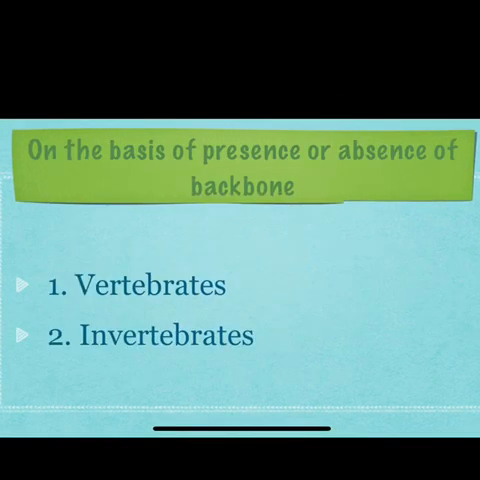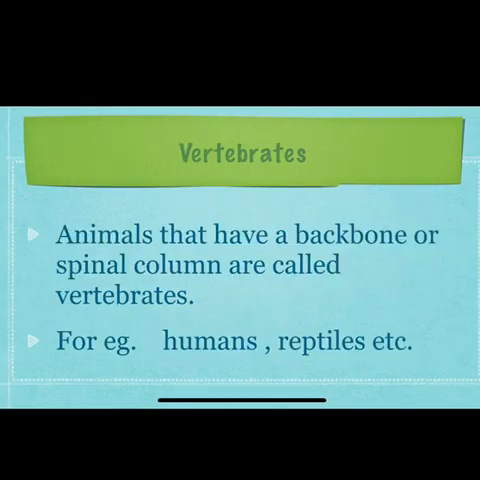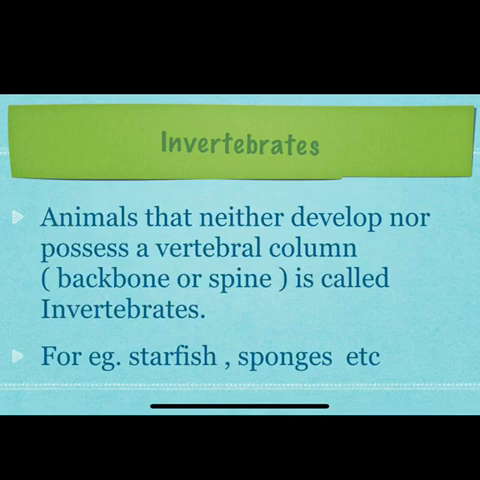Now last is on the basis of presence or absence of backbone. First, vertebrates. Second, invertebrates. So now children, what are vertebrates? Animals that have a backbone or spinal column are called vertebrates. For example, humans, reptiles, etc. Invertebrates: animals that neither develop nor possess a vertebral column, or you can say backbone or spine, are called invertebrates. For example, starfish, sponges, etc.